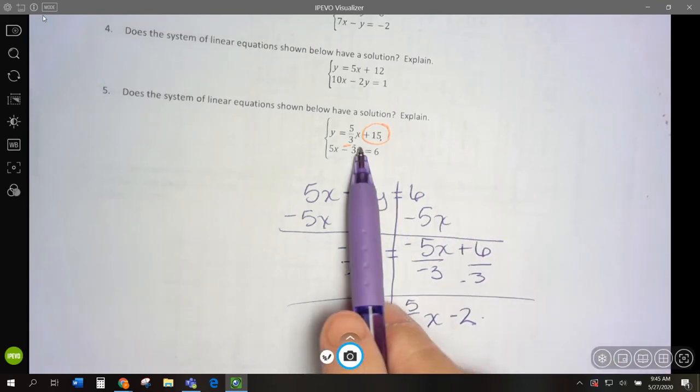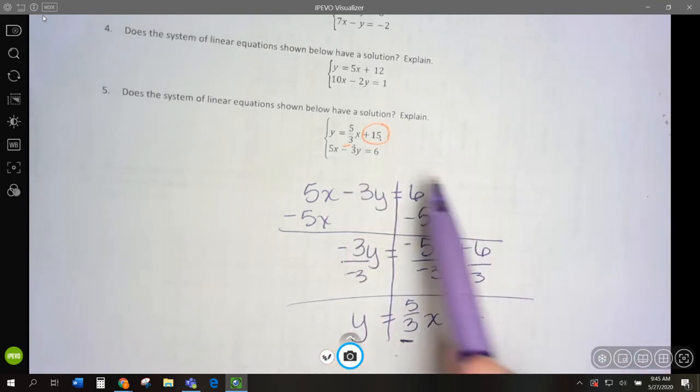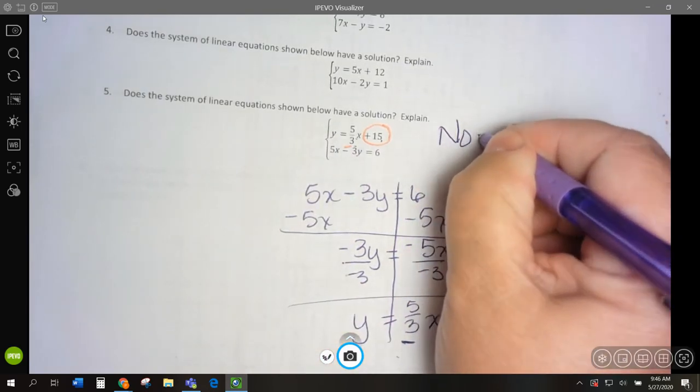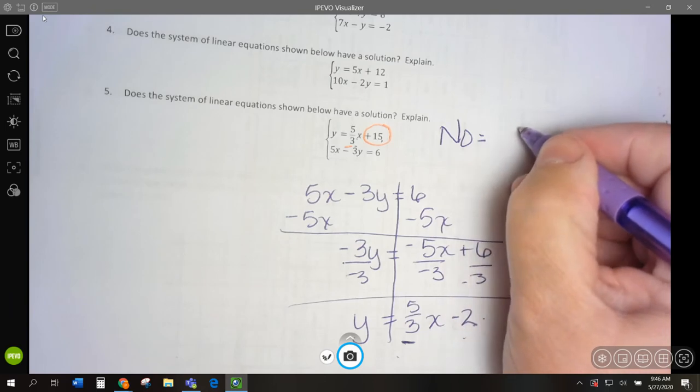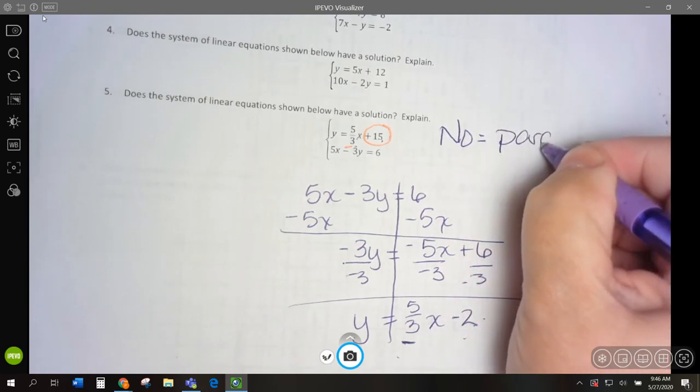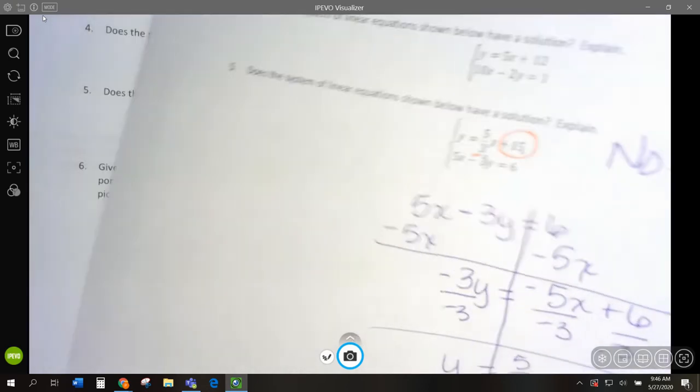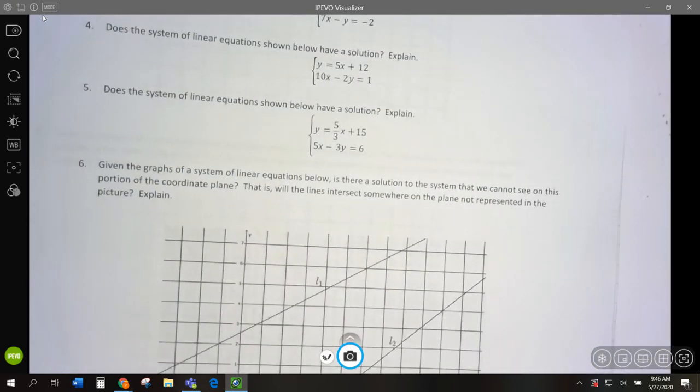Therefore, these are parallel: same slope, but different y-intercept. So is there going to be a solution? No. Because they're parallel, they'll never cross. No solution because they're parallel. Let's go on to number 6.